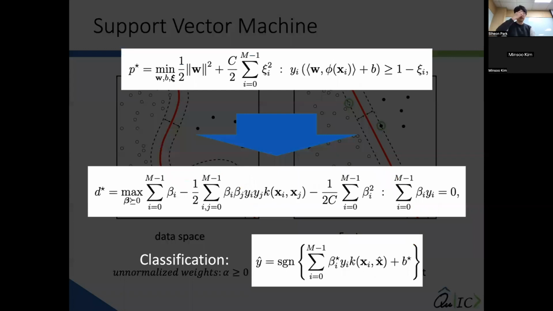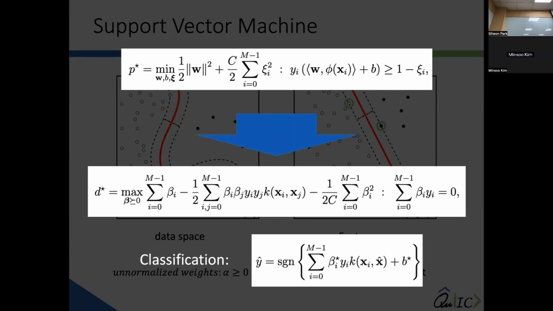So this is the mathematical formula. This W is the vector that represents the hyperplane. And this term is related to the penalty, like a cost term.